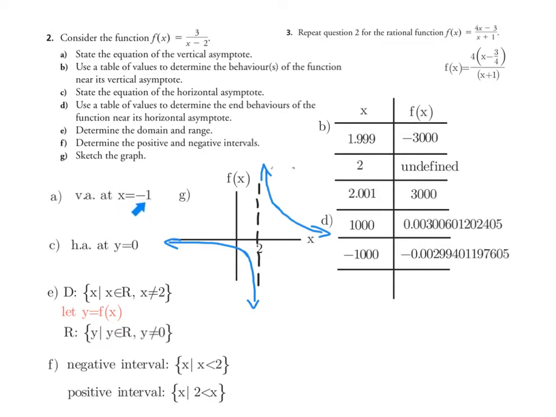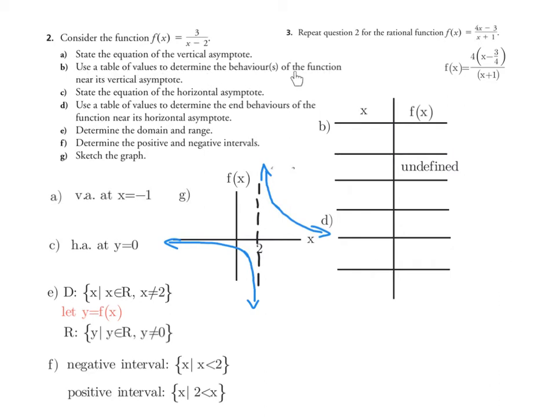Here it is. All right, part B, use a table of values to determine the behaviors of the function near the vertical asymptote. Like I said, this is completely useless because we know where the asymptote is, and our graph would have just shown whether it goes up or down. But anyways, they're asking us to do it. So negative 1 is at the asymptote. Let's go negative 1.001 and negative 0.999, both just to the left and just to the right of negative 1.